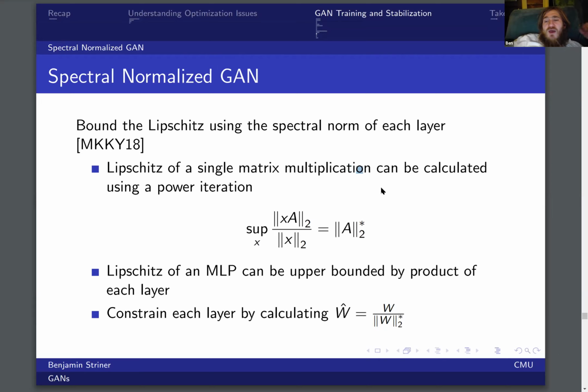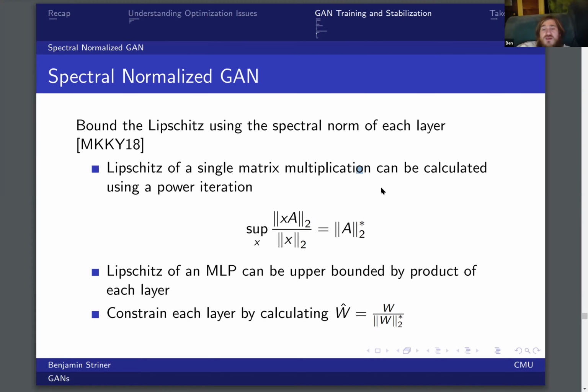The way the bound is calculated is you can use linear algebra to tell you what the Lipschitz of a matrix is. That's very straightforward. It's just the largest eigenvalue of this thing, and that tells you how much the matrix can blow up your stuff.